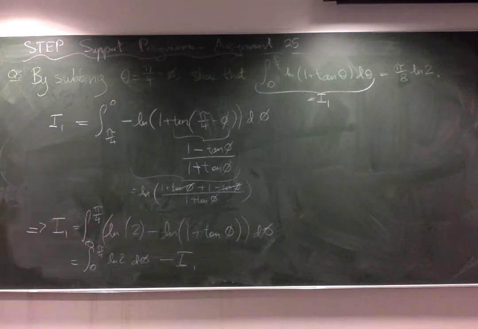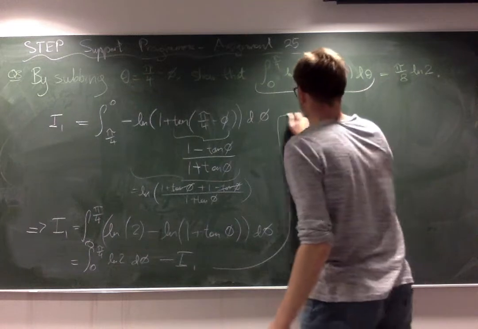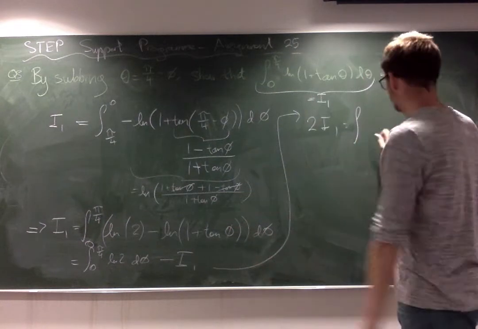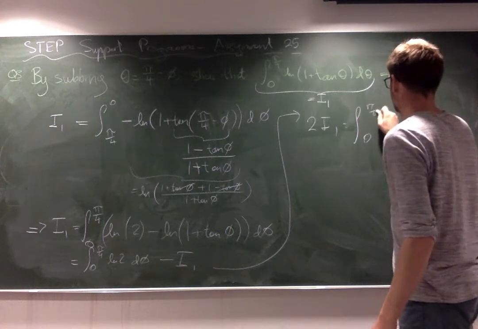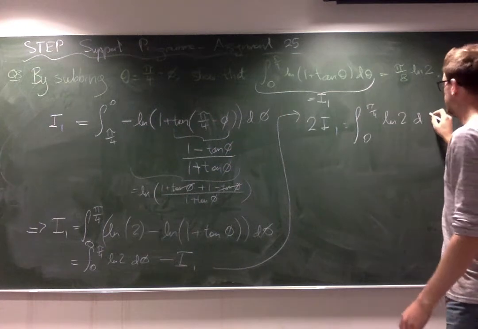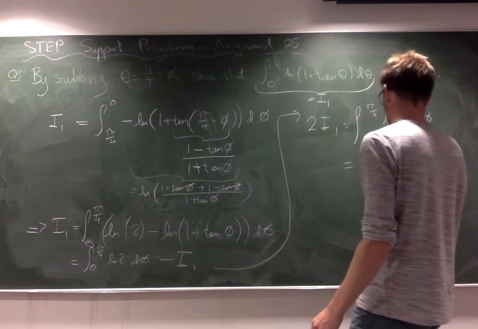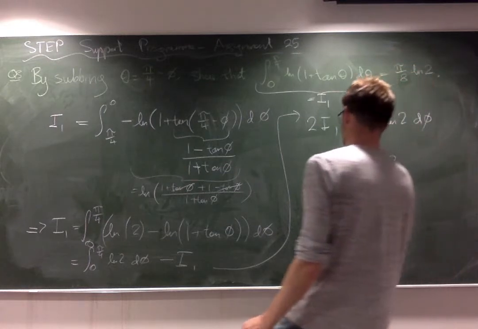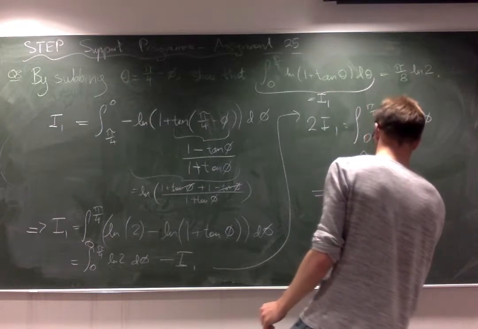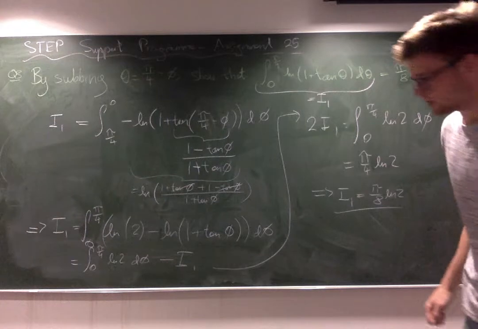Okay, so now we've got I1 is equal to something minus I1, i.e. 2I1 is equal to that something, 0 to pi over 4 of ln 2. Ln 2 is just a number, so this is just the area of that rectangle, which is equal to pi over 4 ln 2, i.e. I1 is equal to pi over 8 ln 2, as required. Lovely.